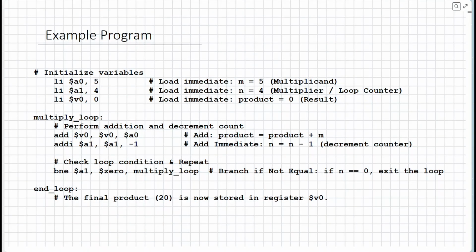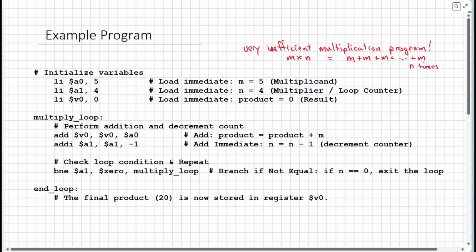I've written here a short program to multiply two numbers in a very inefficient way. We do that by essentially adding a single number n times till we're done. So here we have m times n equals m plus m plus m plus, n times. So let's look at how this would be written.